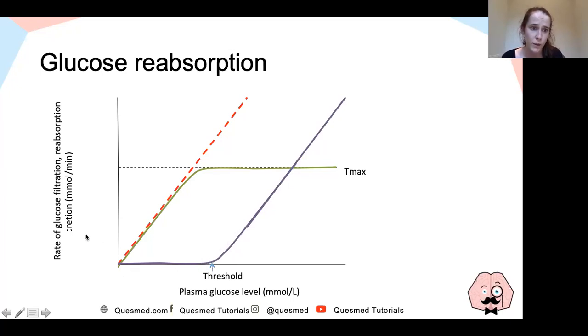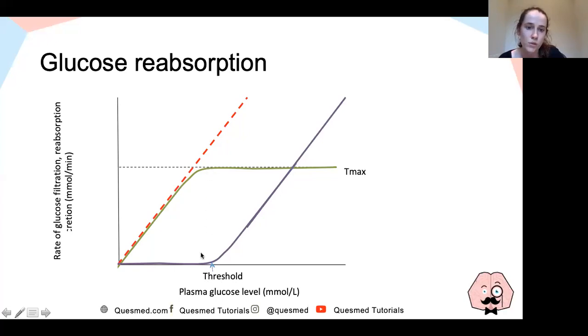What this graph shows is, along this axis, we've got the rate of glucose filtration, reabsorption, and excretion. And then along this side, we've got the plasma glucose level. So as the plasma glucose level rises, the filtration increases with it. So this red dotted line is the filtration. The green line here is the reabsorption. So what happens is, to begin with, the more glucose that gets filtered, the more gets reabsorbed, and they just follow each other. So the same amount gets reabsorbed as what gets filtered.